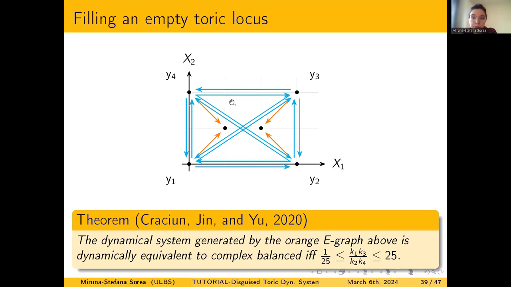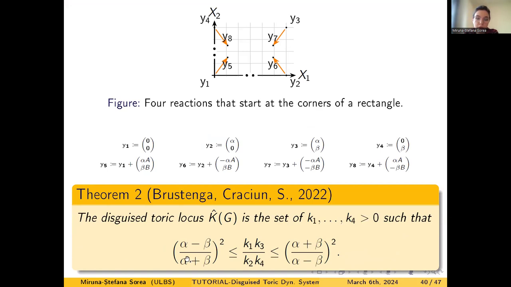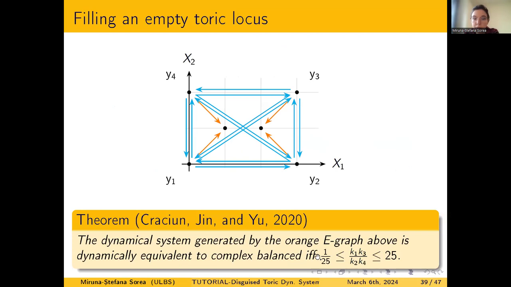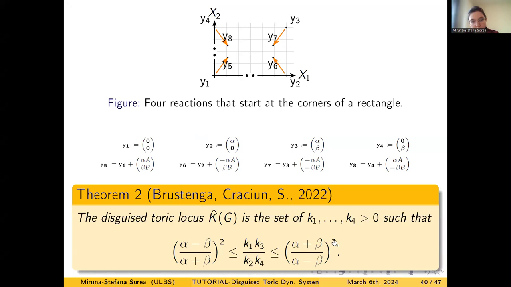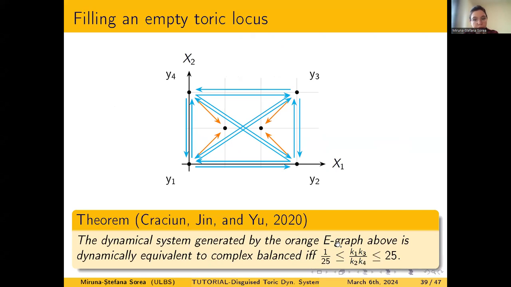So then the denominator here, 3 plus 2, it's 5, 3 minus 2, 1. So we recover the left-hand side, and similarly for the right hand side here, 25, 3 plus 2 over 3 minus 2 squared. This generalizes the result by Craciun, Jin, and Yu for this kind of network.